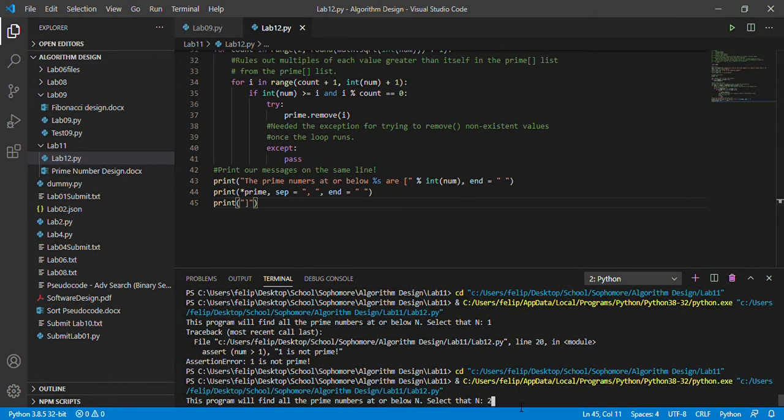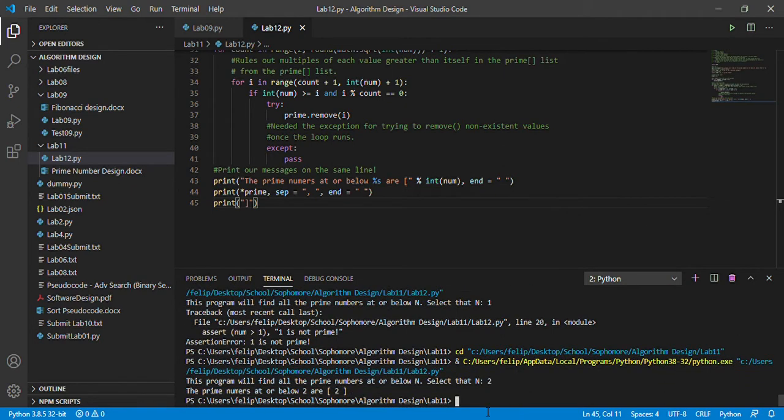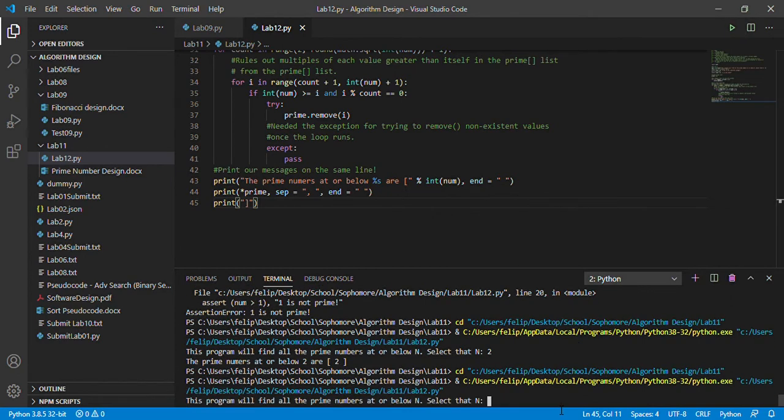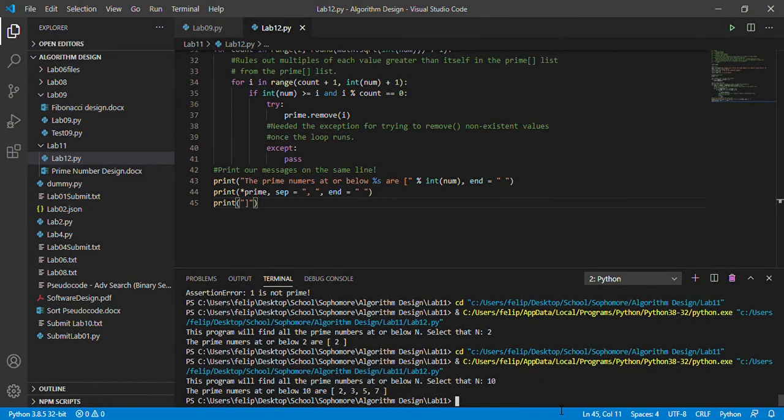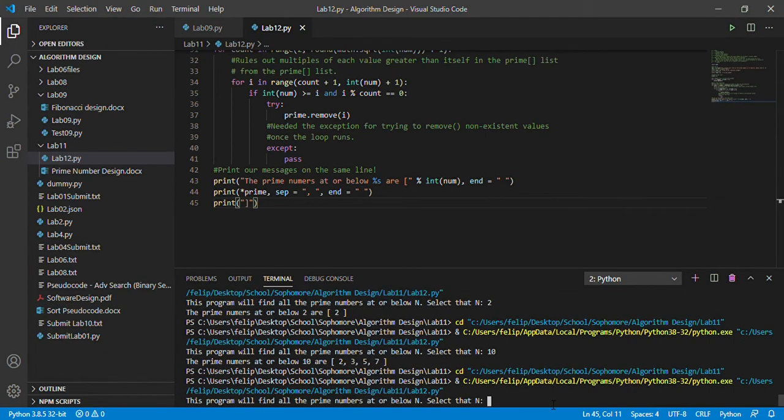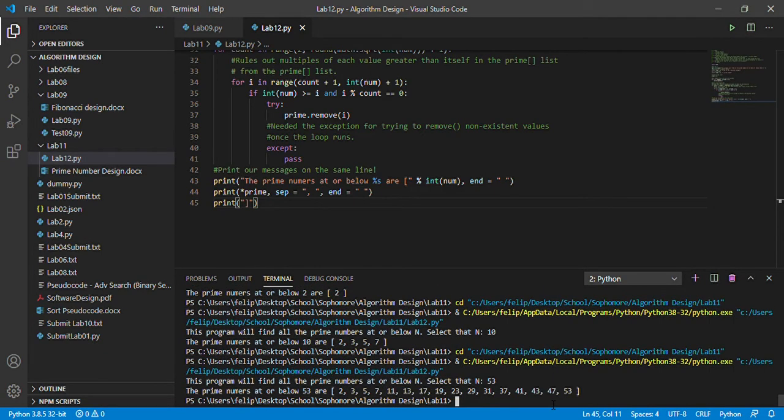Then the next test case is the number 2, which returns our message. The prime numbers that are below 2 are 2. Then the next test case is the number 10, which again shows the message and the prime numbers at or below 10. Then our next test case is the number 53, which returns the list.